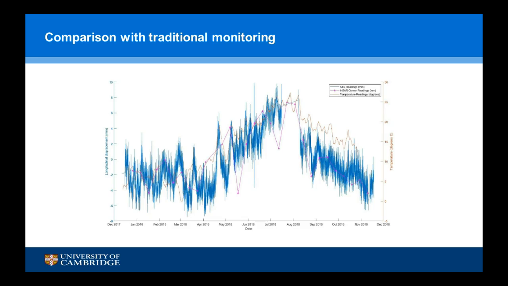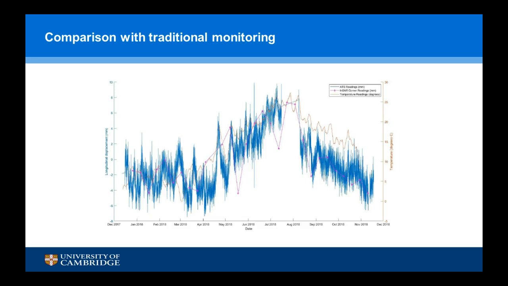So in orange, you can see the temperature. In pink, these are the satellite readings. And in blue, this is the ATS readings, which were averaged over, I think they were taken at about every 5 minutes and averaged over a 20-minute window or something like this.